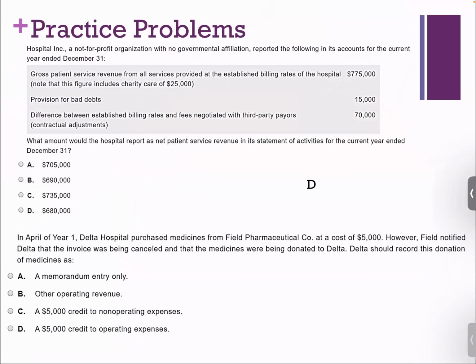Okay, Delta Hospital purchased medicines from Field Pharmaceutical Company at a cost of $5,000. However, Field notified Delta that the invoice was being canceled and the medications were being donated. Okay, remember donated medical supplies. Delta should record this donation as memorandum entry, no. Other operating revenue, credit, no. So other operating revenue, right? Remember, donated supplies are other.